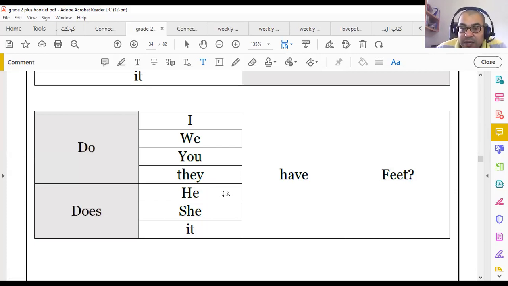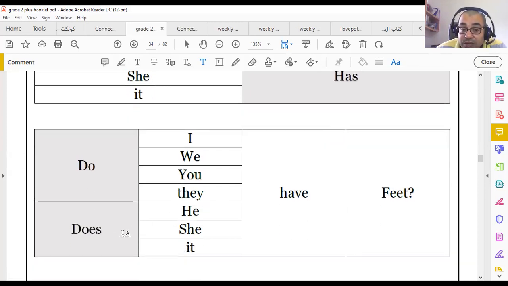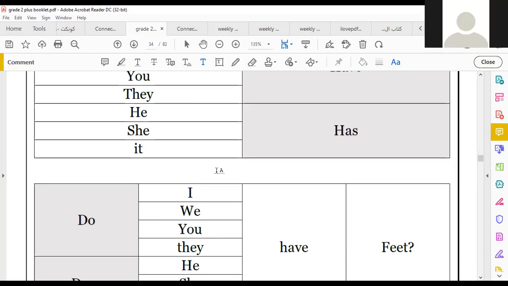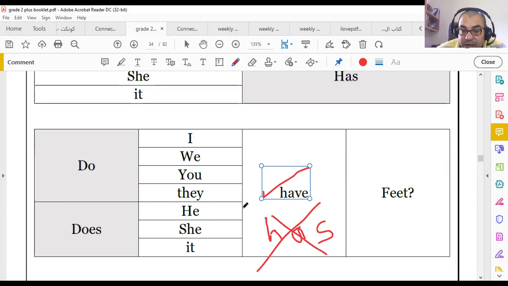Repeat after me, students. Does he have feet? I want you to be careful. When we make a sentence, we say he has. He has a pen, he has feet, he has a bag. But when we make a question, we say does he have, not does he has. So does he have is correct, but does he has is wrong.